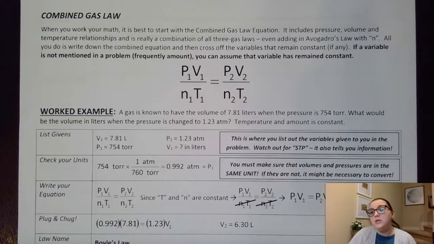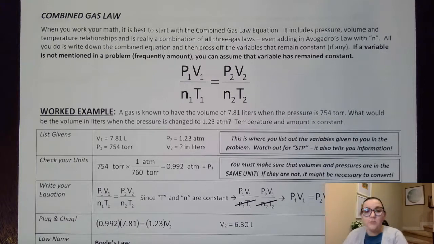If only 2 of the 4 variables are changing, then you could be just using Boyle's law, Charles's law, Gay-Lussac's law, or even Avogadro's law. So all of those other laws, their formulas are hiding in this one. We can just cross off things that remain constant in the problem.